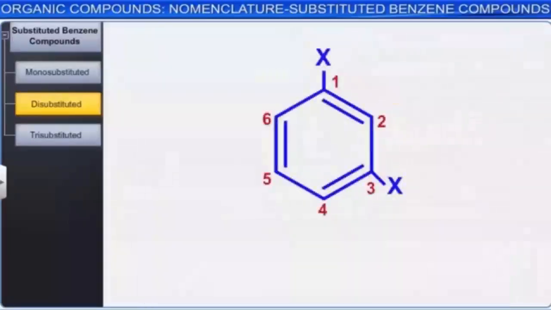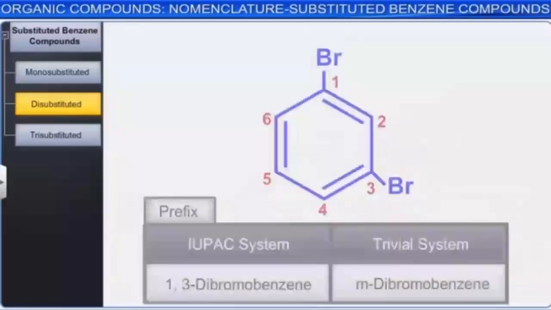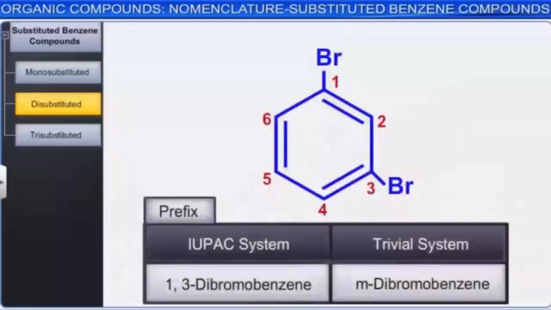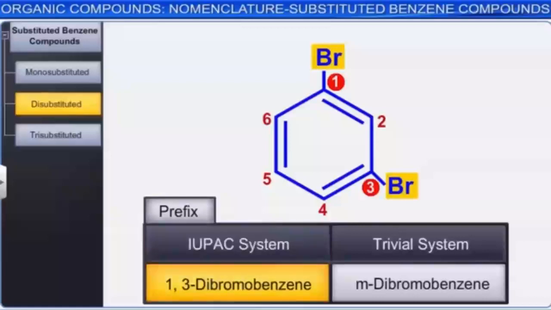When the substituents are present at the alternate position of the benzene ring, that is, on the first and third positions, then, in the IUPAC system, the positions of these substituents are indicated as 1, 3, and in the trivial system, the prefix meta is used as shown here. For example, in this compound, the substituent bromine is present at 1 and 3 positions. Hence, the name of the compound is 1,3-dibromobenzene or meta-dibromobenzene.